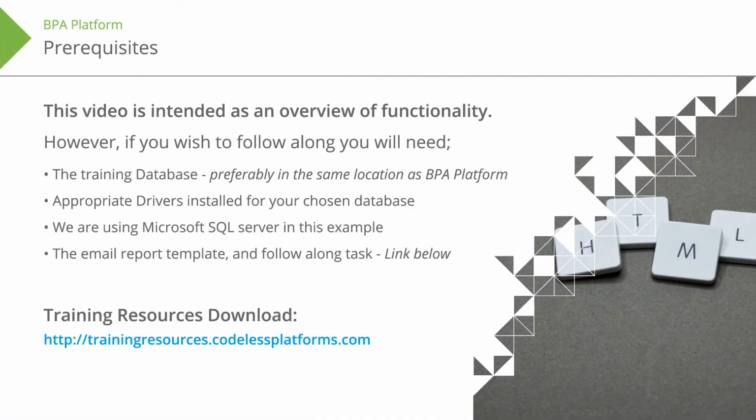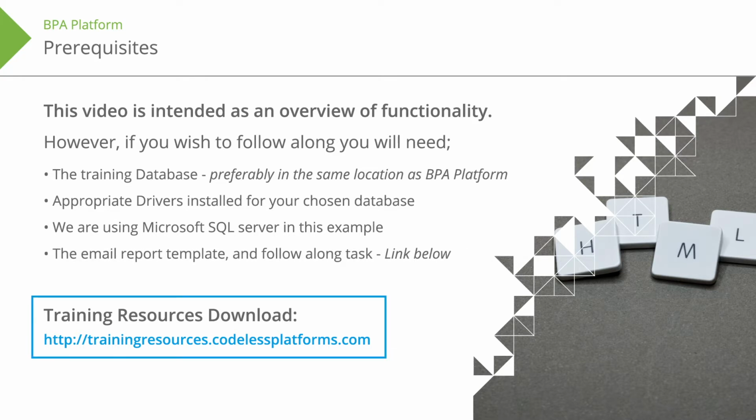The following video is a brief overview of how the HTML Pro tool functions. If you wish to follow this process in your own environment, you will need the training database, preferably in the same location as BPA Platform, and appropriate drivers installed for your chosen database. We are using Microsoft SQL Server in this example. You will also need the email report template and follow along task. These assets can be downloaded from the training resources link shown here.